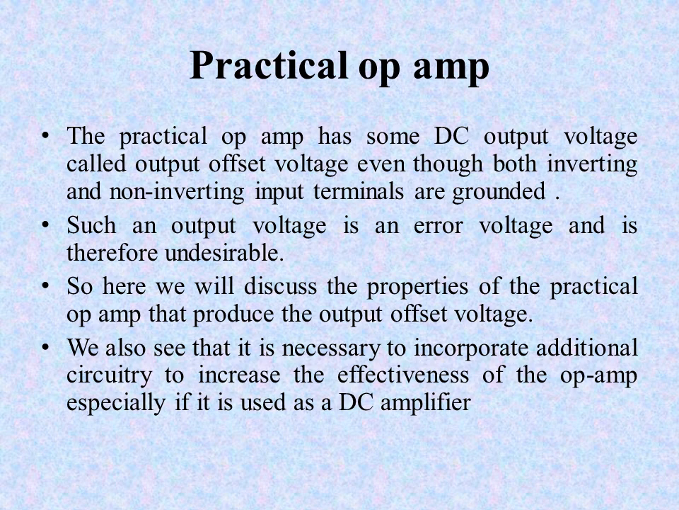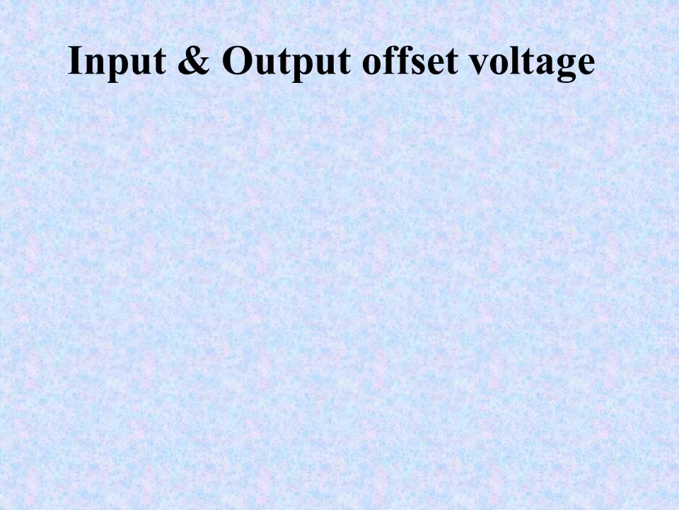We have already discussed output offset voltage, and we have also discussed some other properties of the operational amplifier due to which this output offset voltage arises. In this lecture we will see the techniques by which we can reduce or eliminate this error voltage. First of all, we'll take up the input offset voltage and output offset voltage.